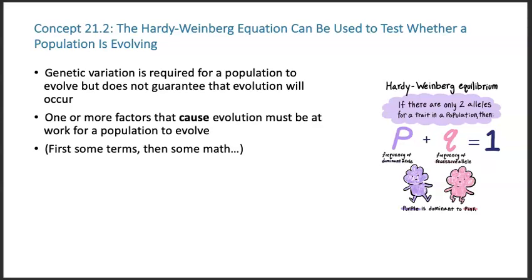I emphasized it very much in the last lecture here in Chapter 21, Part 1. The genetic variation is absolutely required for a population to evolve, but it does not guarantee that evolution will occur. There has to be a cause for evolution. There has to be a reason for that allele frequency to change, for that population to evolve. And you can see some of the math that we're going to be getting into. But first, let's do some terms.